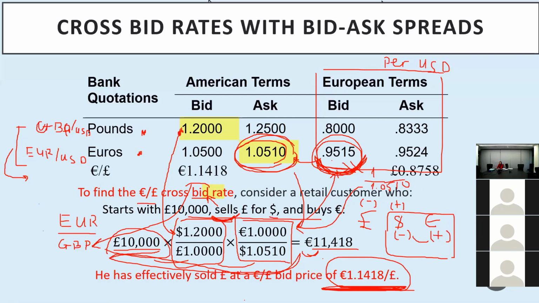So one more thing to note, now if we pay attention to these exchange rates here, so as we calculated the cross bid rate, it will be the reciprocal of the ask rate for the euro, right? For the euro currency. So this will be the reciprocal of this rate over here, okay?